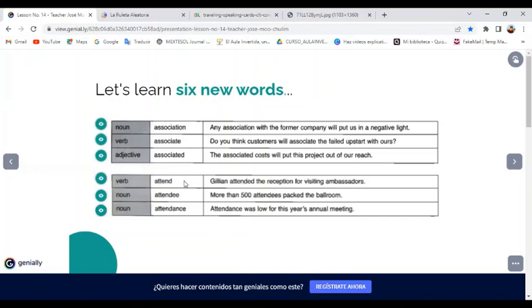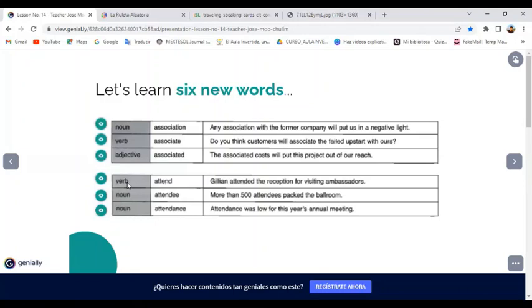Es atender a alguien, atender algo. Okay, Alicia, do you know what it means? Así como asistir, entrar, bueno, okay. Sí, asistir como a algo. Okay, good. Okay, asistir, tomar una clase, atender.